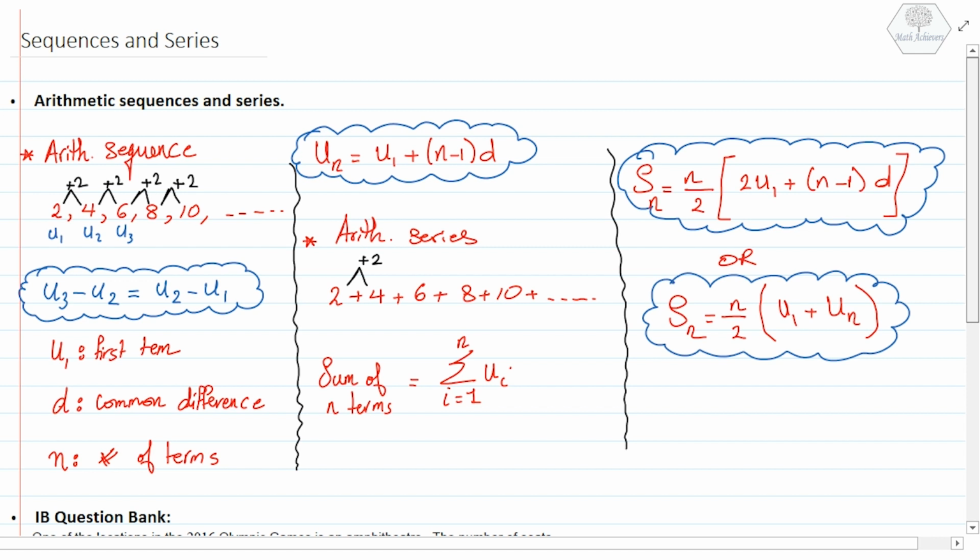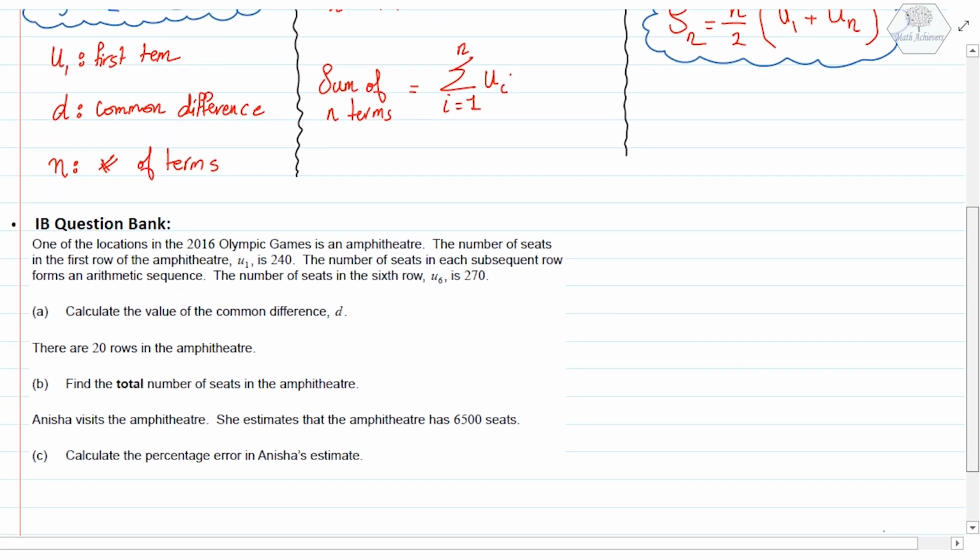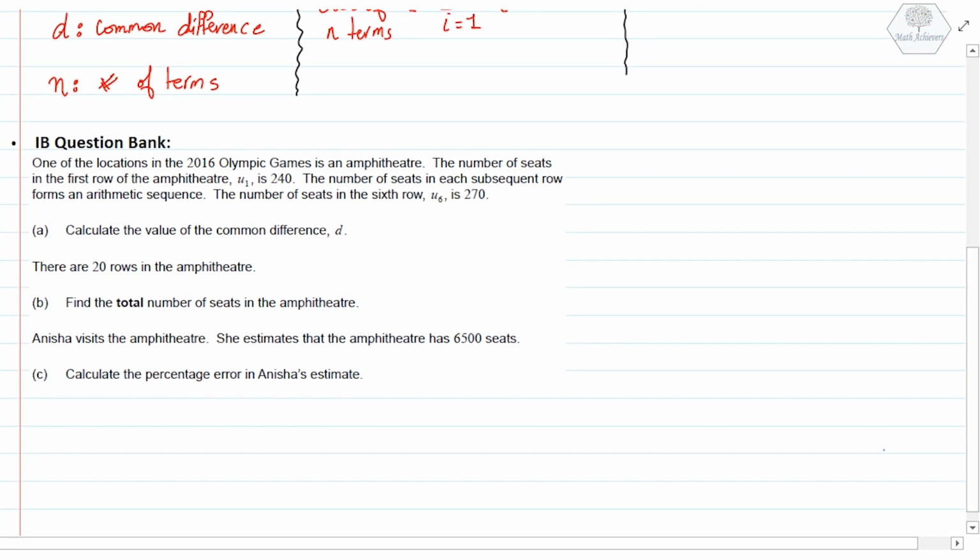Let's have an example from the IB question bank now. One of the locations in the 2016 Olympic Games is an amphitheater. The number of seats in the first row of the amphitheater, so I know that U1 is equal to 240. The number of seats in each subsequent row forms an arithmetic sequence. And the number of seats in the sixth row is equal to 270. For part A of the question, we need to calculate the common difference.